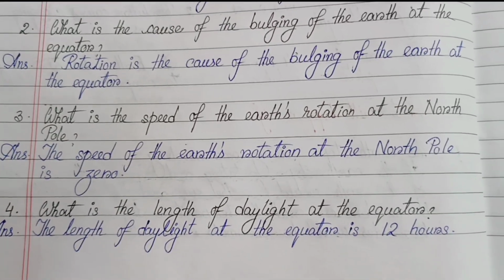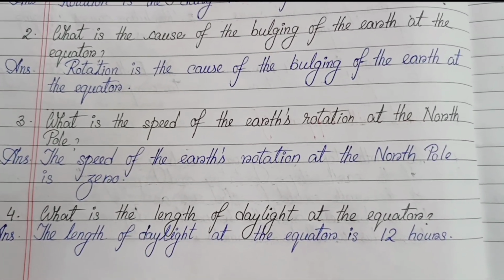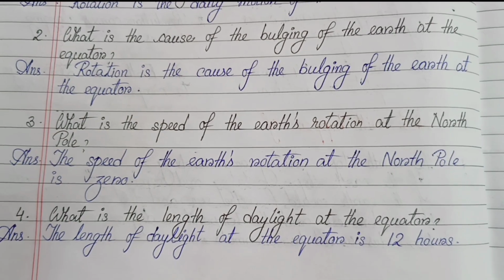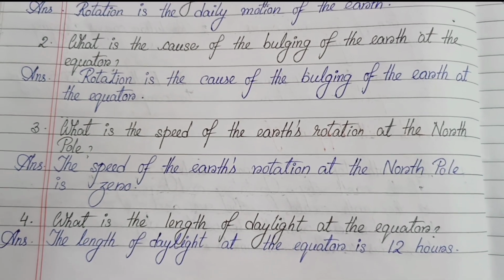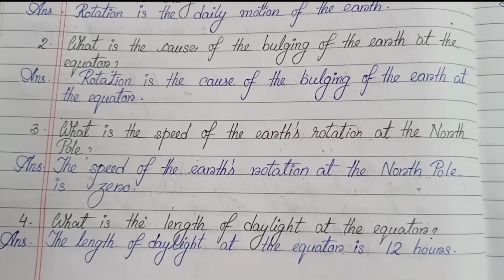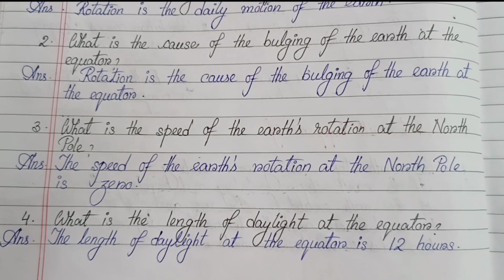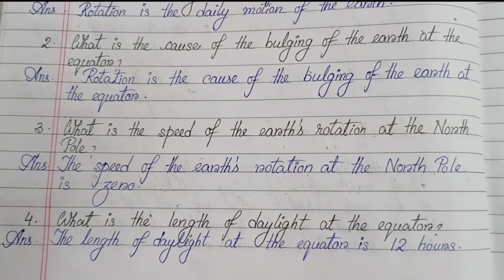Number 3, what is the speed of the earth's rotation at the North Pole? The speed of the earth's rotation at the North Pole is 0. Number 4, what is the length of the daylight at the equator? The length of daylight at the equator is 12 hours.